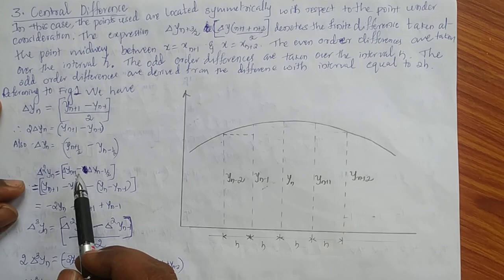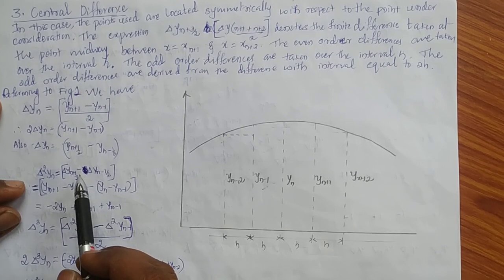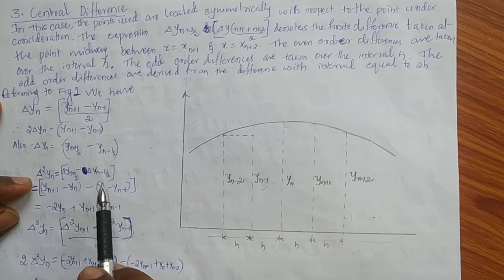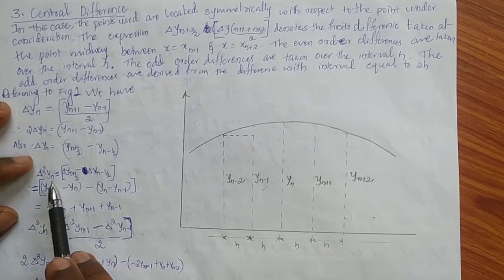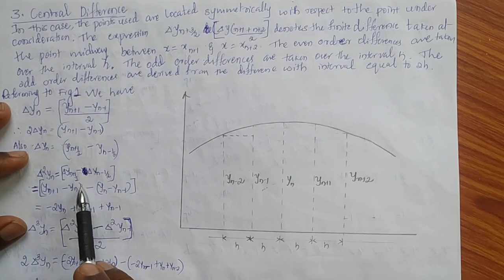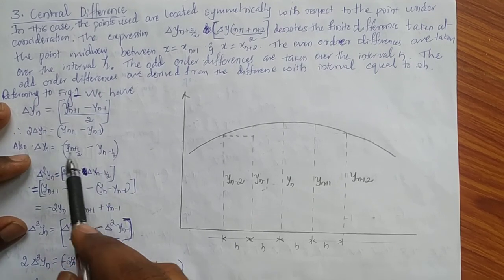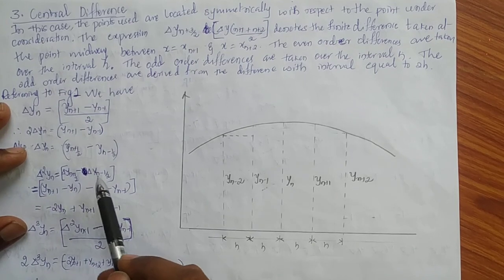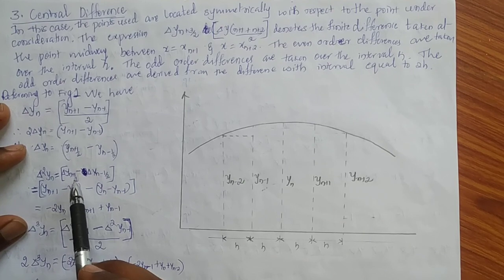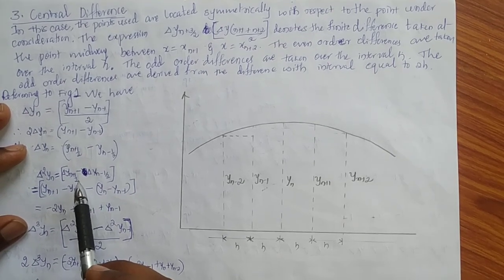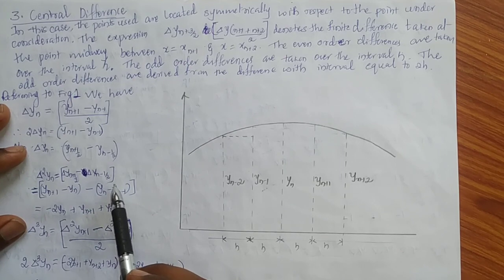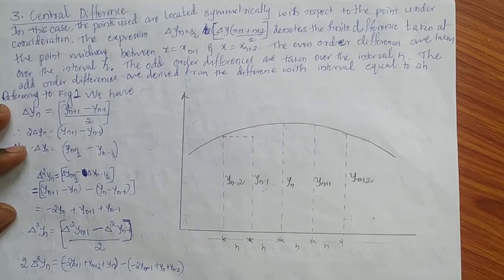Second order derivative can be obtained by delta square yn is equal to delta y at n plus half. Okay, because delta of the delta, difference of difference, you'll have to calculate. So delta y at n plus 1/2 minus delta y at n minus 1/2. Okay, so that will be the second order difference.